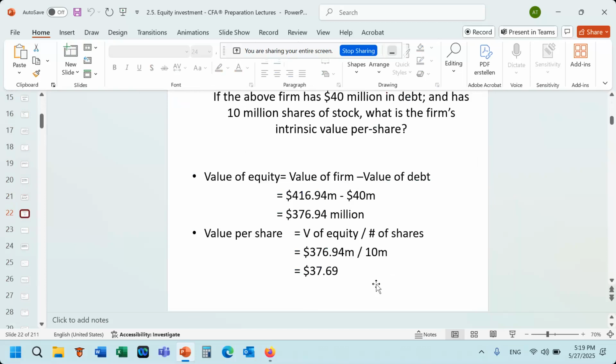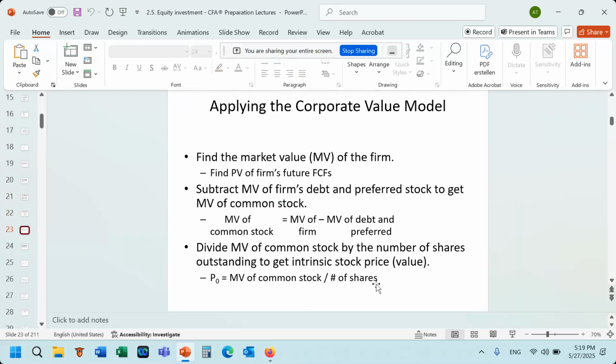This gives a value of equity of 376.94 million. Because there are 10 million shares, dividing this value to get a per share price, we say a share of stock is worth 37.69. I worked with euros and I have a dollar sign there, but either way it works. Let's continue.